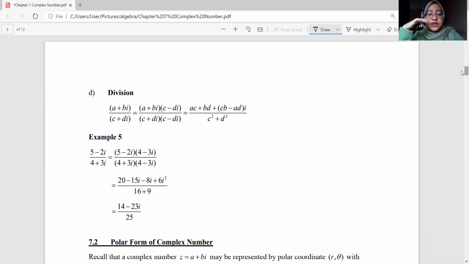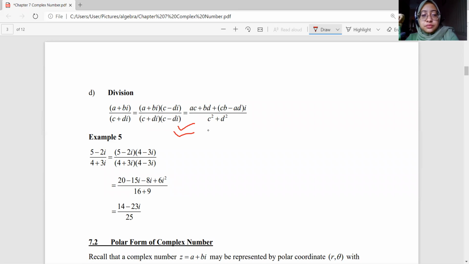What is the conjugate? It is the opposite sign of the denominator. Okay, so if the denominator is C plus DI, its conjugate is C minus DI. So both the denominator and numerator you have to multiply with the conjugate. So A plus BI times C minus DI over C plus DI times C minus DI.